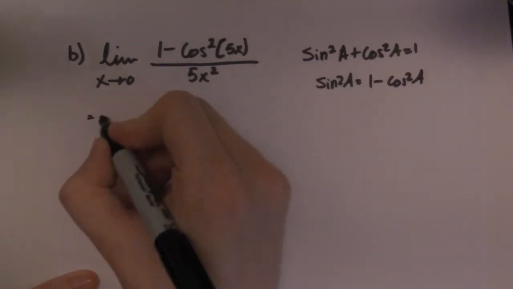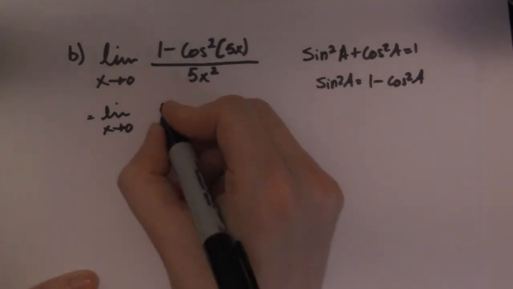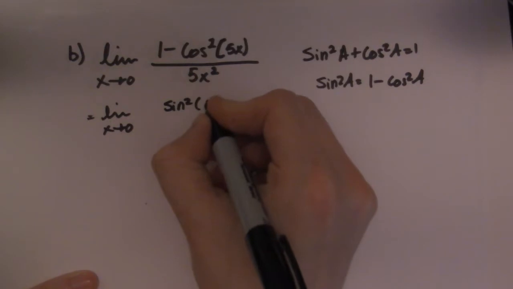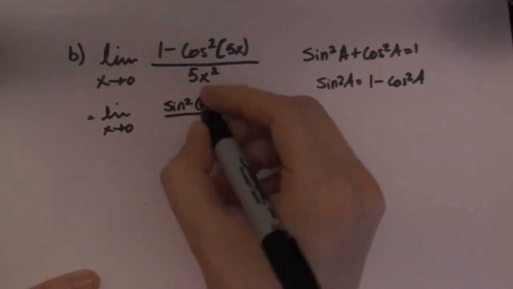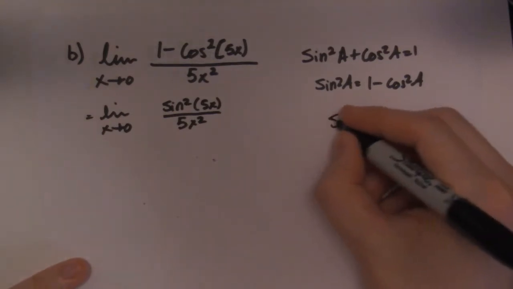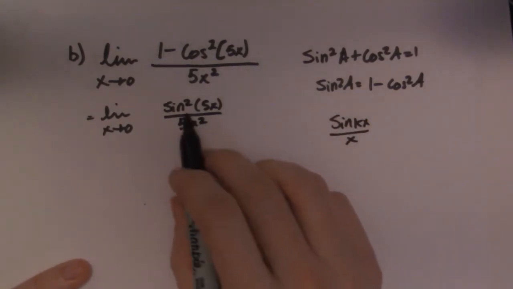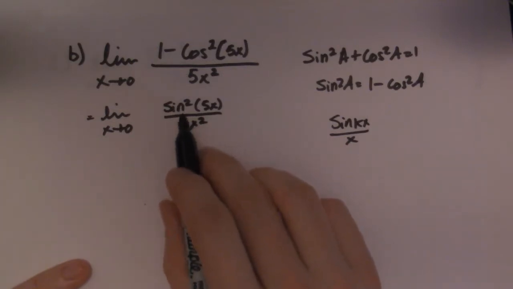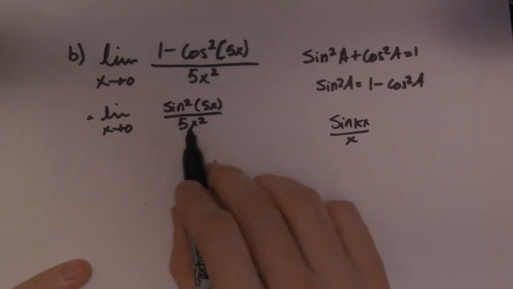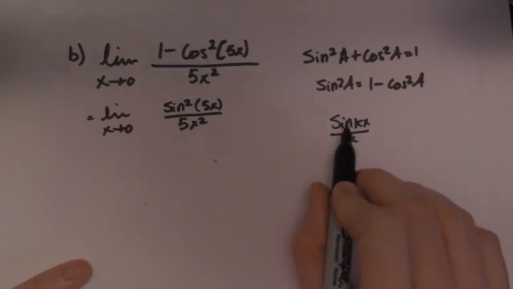So I can rearrange this and get left with the limit as x goes to 0 of sine squared of 5x over 5x squared. Remember what I want to do: I want sine kx over x, so in this case 5x. I have sine squared, and sine squared is the same as sine times sine. And I have an x squared on the bottom, that's the same as an x times an x. So I want to break them up so they're just x and just sine.